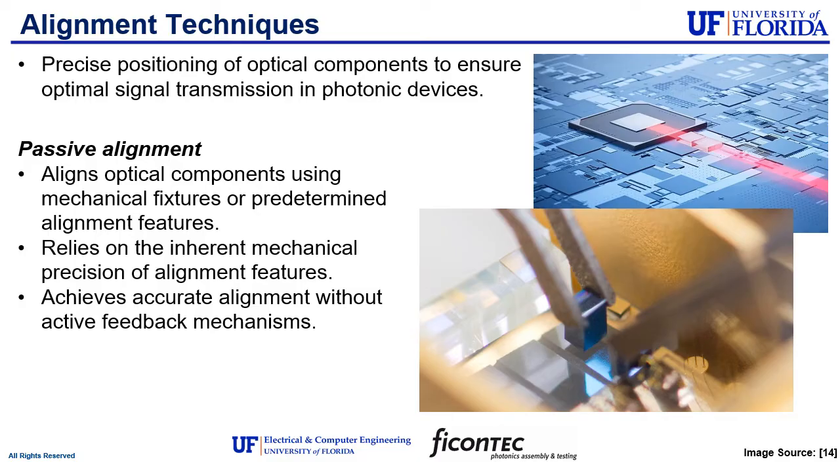Now, alignment techniques for optical devices as a whole typically belong to one of two categories, being either passive or active. Passive techniques rely on inherent mechanical precision, like how a USB cable slides into a slot and only fits in a specific orientation. These techniques aim to automatically align components through predetermined mechanical features without active feedback.